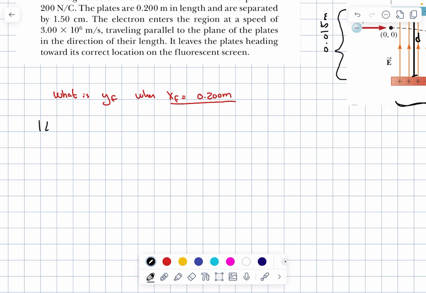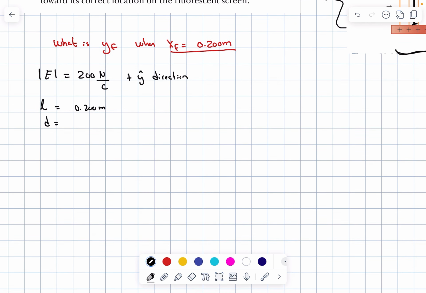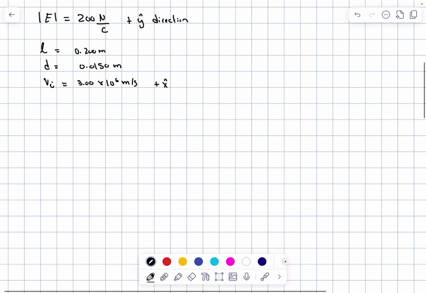I'm given a whole bunch of numbers that I can use to figure this out. For instance, I'm told that the magnitude of the electric field is equal to 200 newtons per coulomb, and we know that this is in the positive y-hat direction. I'm told that L, the length of my plates, is 0.200 meters. I'm told that their separation is equal to 0.0150 meters. I'm told that it has an initial velocity of 3.00 times 10 to the 6 meters per second in the positive x-hat direction. So again, I want to figure out where it exits.